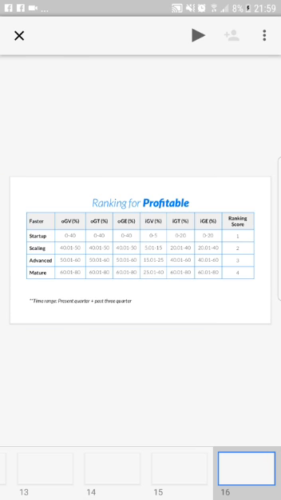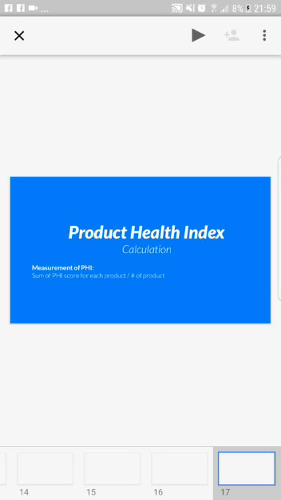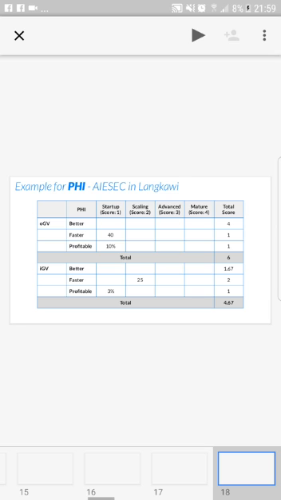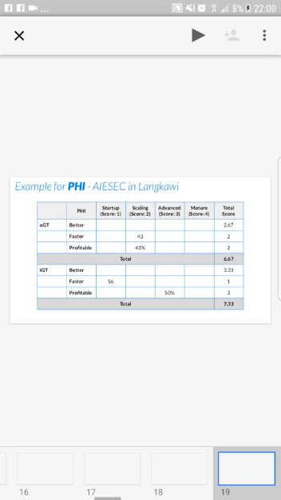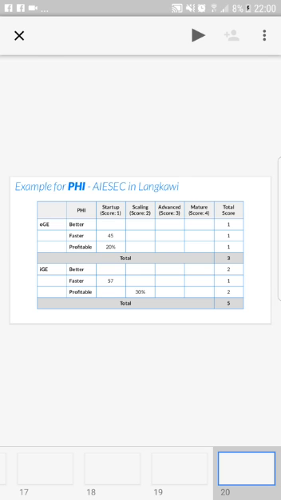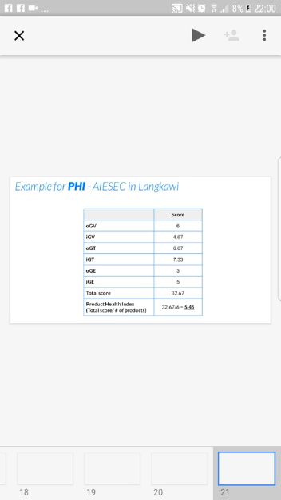And yeah, same goes for profitable. Okay, so product health index. You can see this is a rough explanation on Isaac Langkawi, which actually does not exist yet. But this will give you a rough idea of how the total product score would look like. Once you add everything up, it should look something like this, divided by 6 because of all the products. And this is how we tabulate the scores.